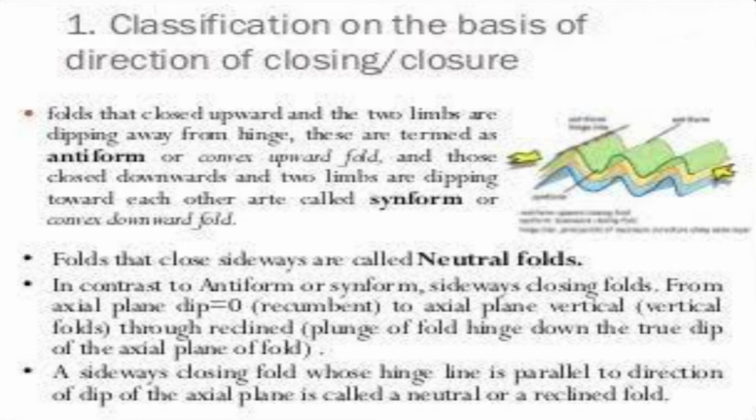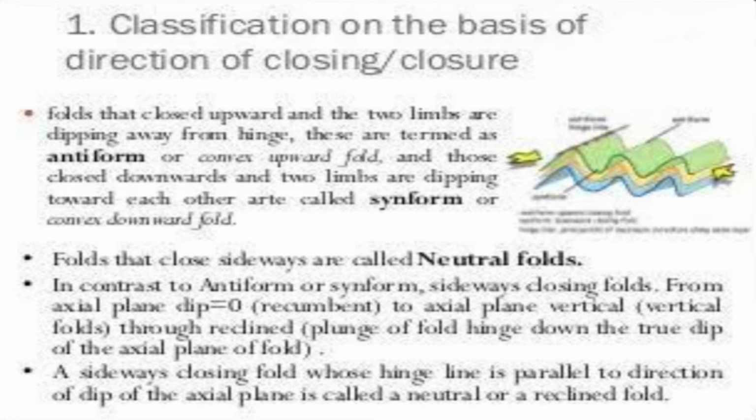Isoclinal folds are formed when the compressive force is so strong that both the limbs of the fold become parallel but not horizontal. Number five is the recumbent fold. This is an overturned fold in which the axial plane is virtually horizontal.